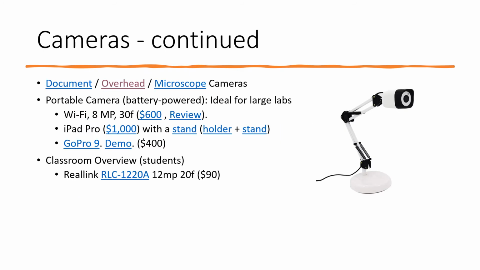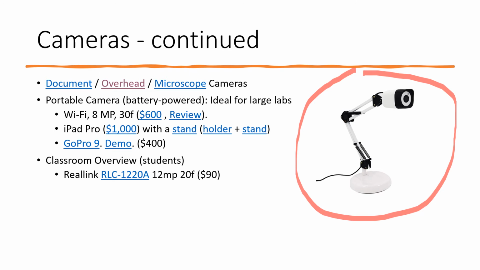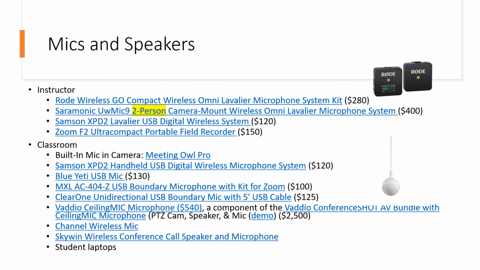In addition to PTZ cameras, consider some other types of cameras as well. For example, here is an overhead document camera that could be used not only for showing documents, but also to point at certain objects in a classroom, such as science labs or automotive program labs.